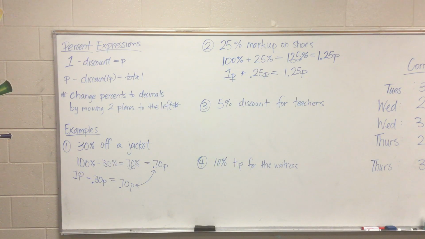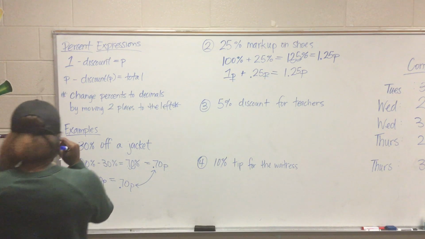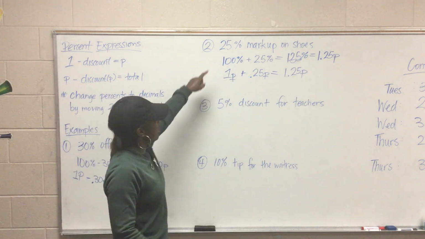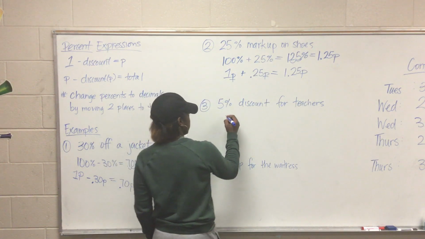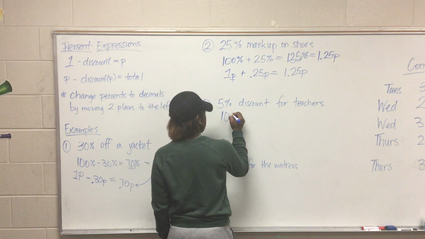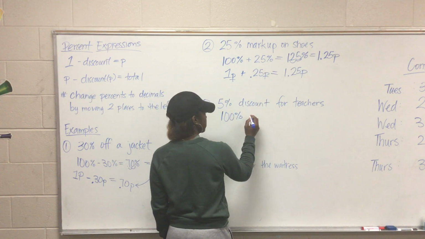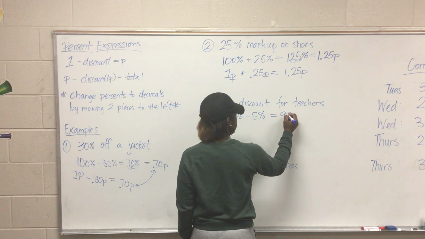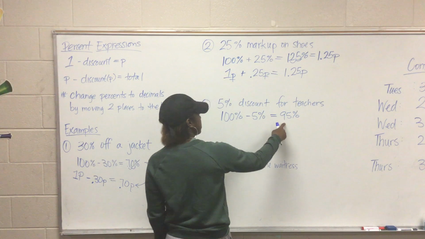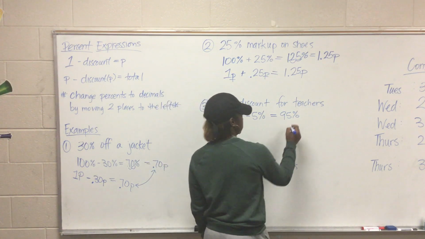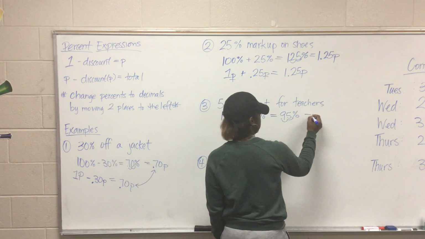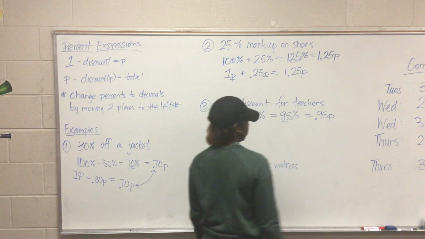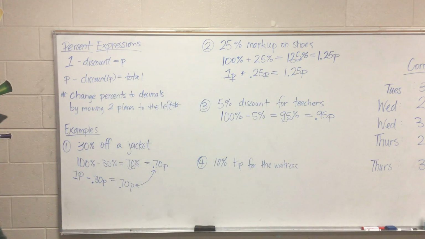All right, now for number 3, I have a 5% discount. So when you read discount, you should automatically know that you have to subtract. As always, we start with our entire price. The entire amount the teacher has to pay is 100% minus 5%, which will give us 95%. Then we turn this percent to a decimal by moving it 2 times to the left. So teachers will pay at this particular store 0.95 times whatever price that is.